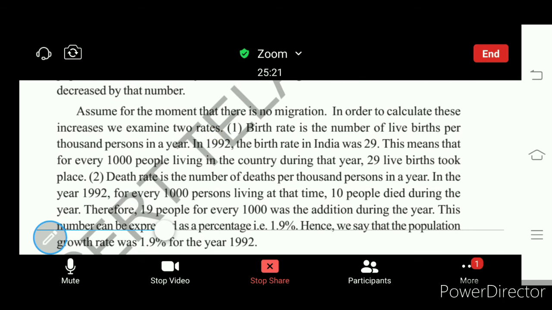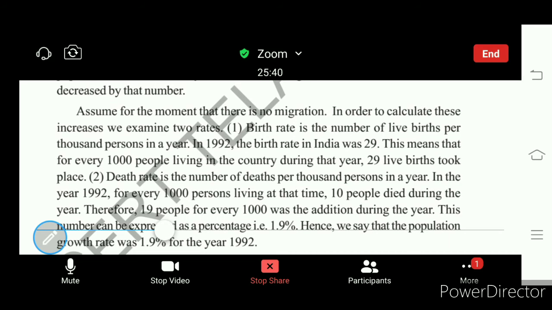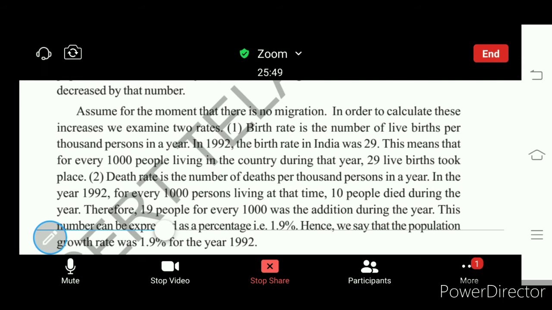29 was the birth rate. Similarly, the death rate is also calculated in the same manner. It is the number of deaths per thousand in a year. Understand? So it was 10 people. What do you call it in 1992? How many? 10 people died for every 1,000 people in 1992.